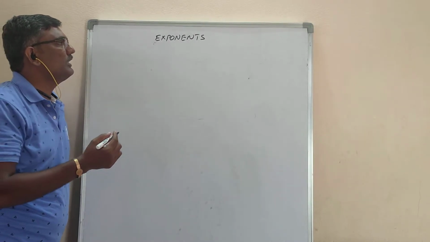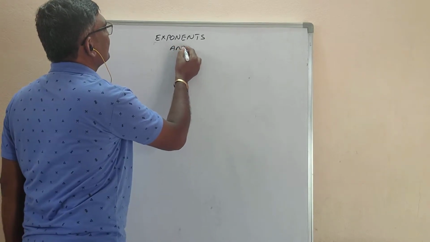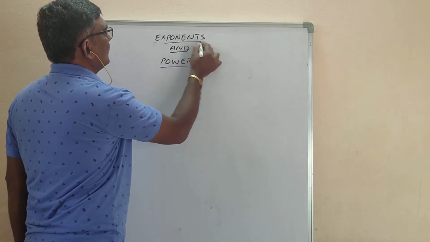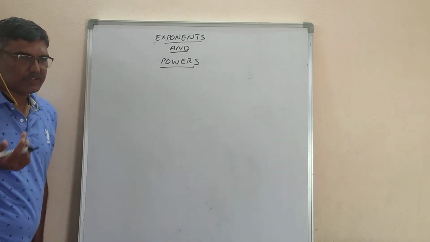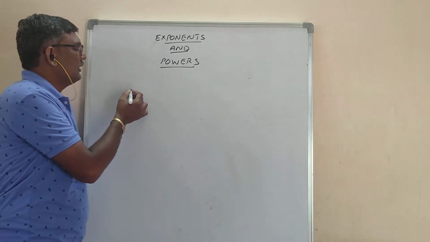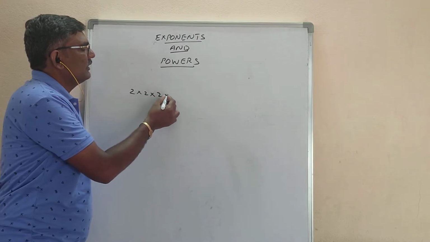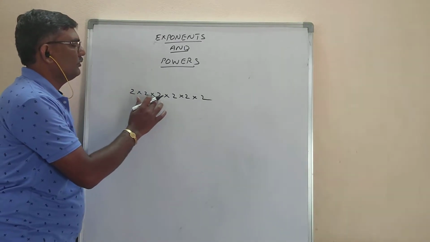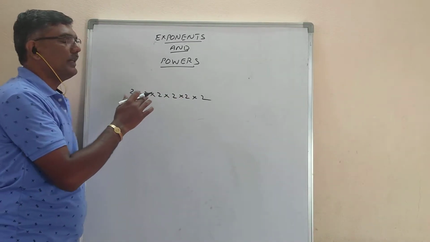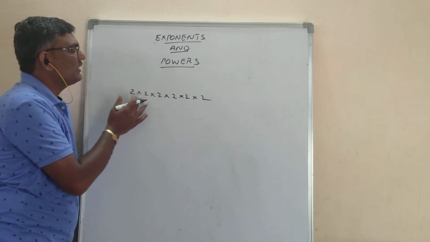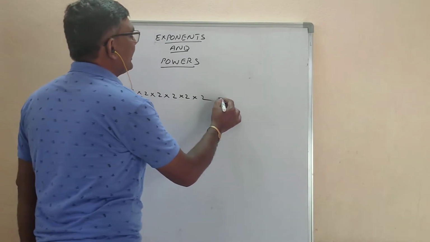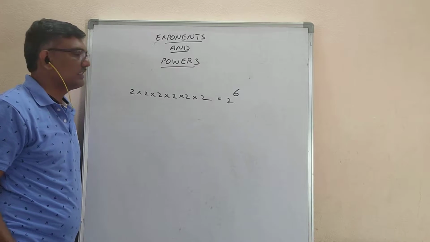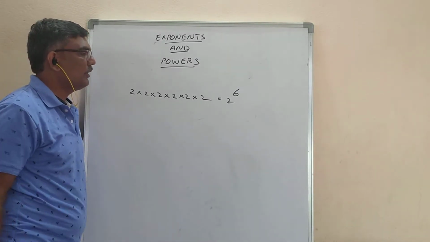Name of the chapter is Exponents and Powers. So we should know what is meant by exponent, what is meant by powers. If 2 is a number, it is repeated a number of times: 1, 2, 3, 4, 5, 6. 2 is repeated 6 times. This we can write as 2 to the power of 6. Power means a number repeated a number of times.